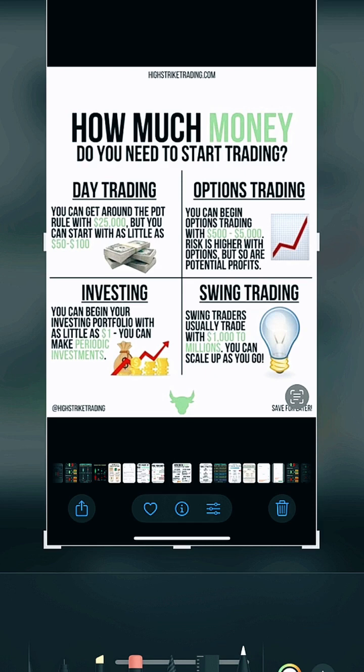So now let's think about how much money you actually need to start trading, right? Day trading, it says you can get around the PDT rule, which is the pattern day trader rule. You can get around that rule with 25K, but you can start with as little as $50 to $100.